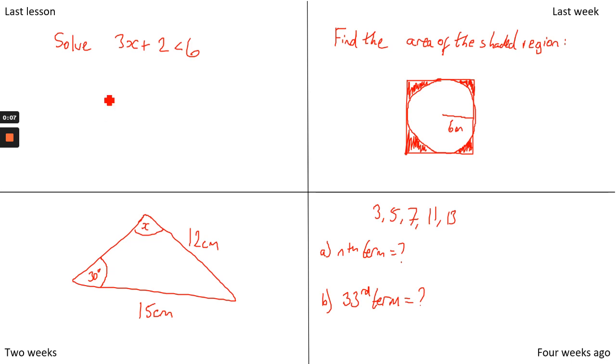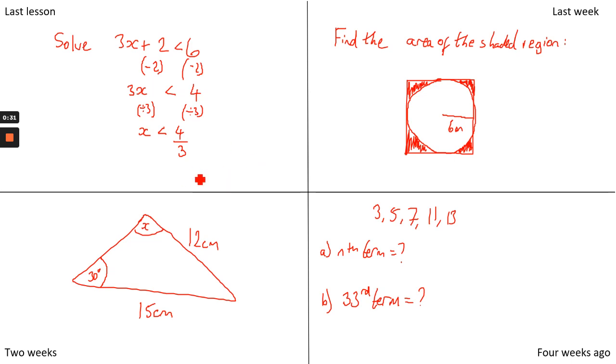Okay, so this one, we solve it in exactly the same way as we would for an equation. So we're going to subtract 2 from both sides first. On the left-hand side, we're just left with 3x, and we've got is less than 4. We're then going to divide both sides by the coefficient, the number in front of x. So we've got 1x is less than 4 divided by 3. I'm just going to leave that as a fraction.